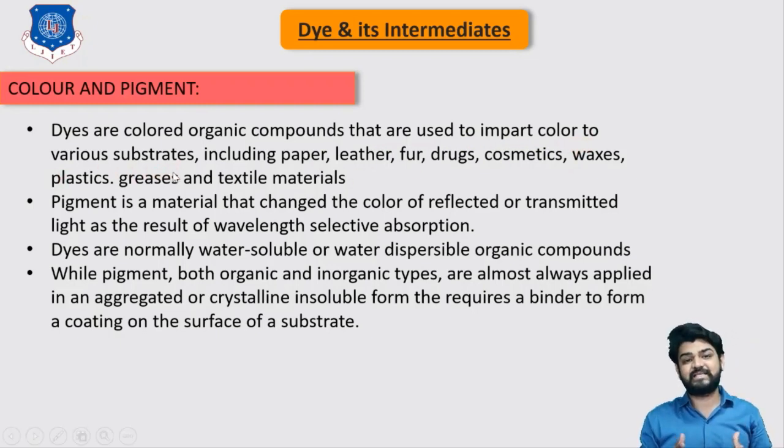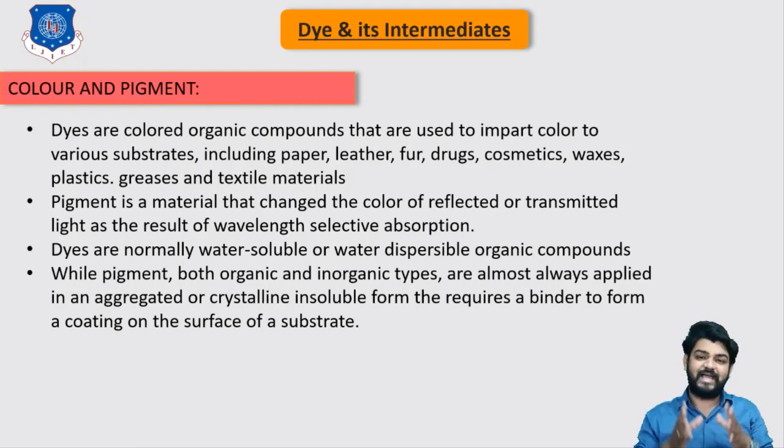So basically these are a kind of substance or compound that is used to impart color on any substance, right? This substance can be anything. It can be cloth, it can be polymer, plastic, it can even be a wall, or it can be anything, right? So this includes paper, leather, fruits, drugs, cosmetics, wax, plastics, grass, and even some textile materials. All these substances can be colored with the help of dyes.